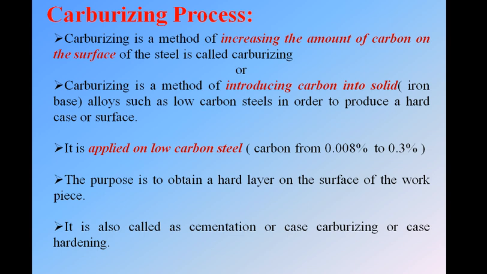We apply this only on low carbon steel because low carbon steel is a softer one, but it is cheaper also. With a low cost we can get it, so we can have this type of process and we can use this low carbon steel in various applications. So the purpose is to obtain a hard layer on the surface of the workpiece so that it will have wear resistance, toughness, good ductility, good malleability. Okay, so it is also called cementation, case carburizing, or case hardening.